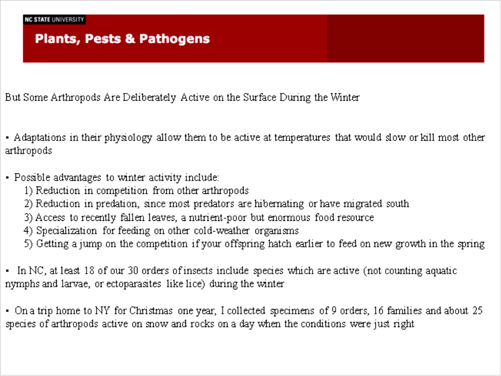Here in North Carolina, of the 30 orders that we have, at least 18 include critters that are active during the cold months, and that's not counting the aquatic species, which you may have active during the winter, or things like lice, which could be active on their bird and mammal hosts.